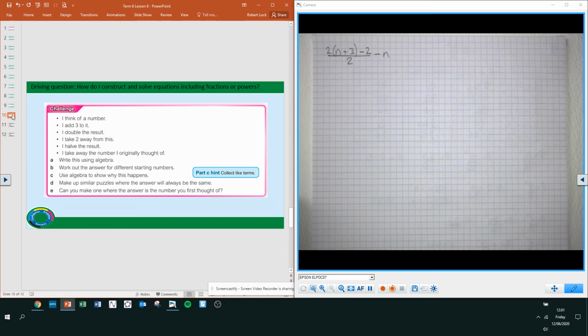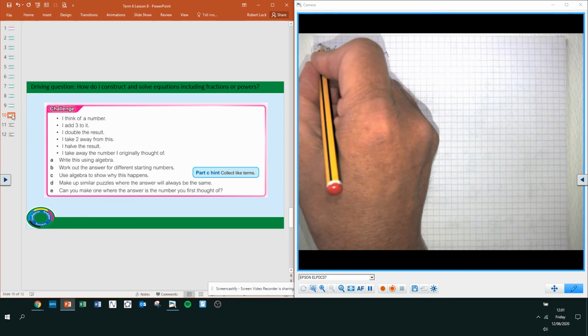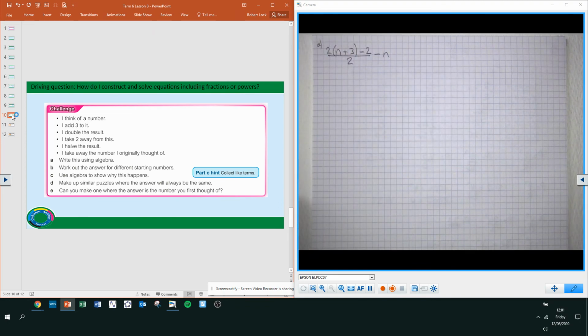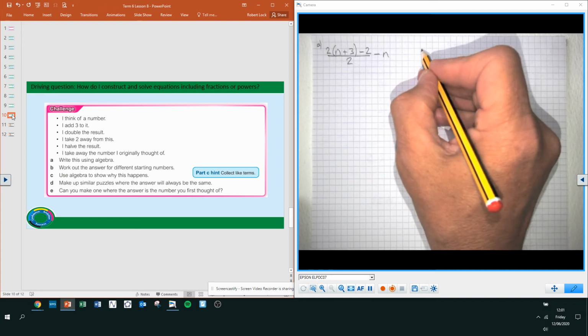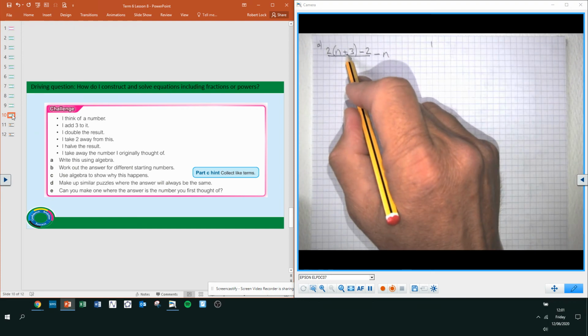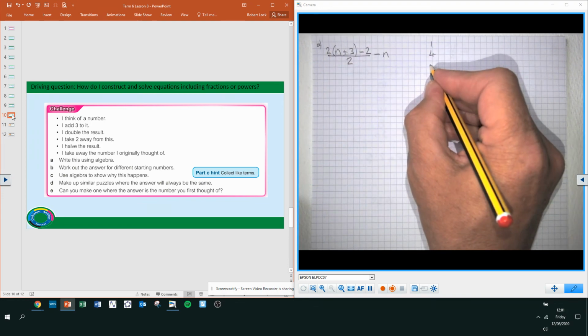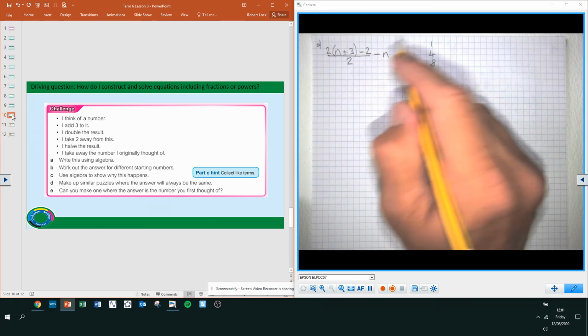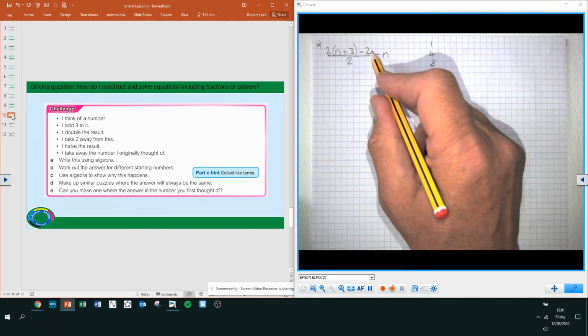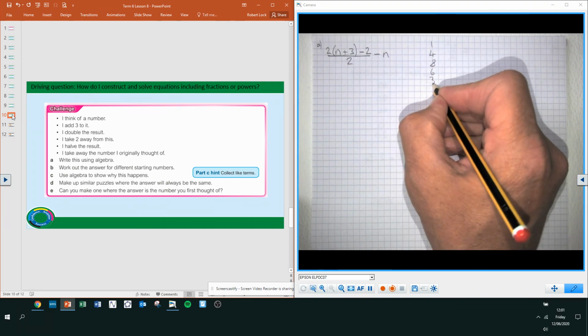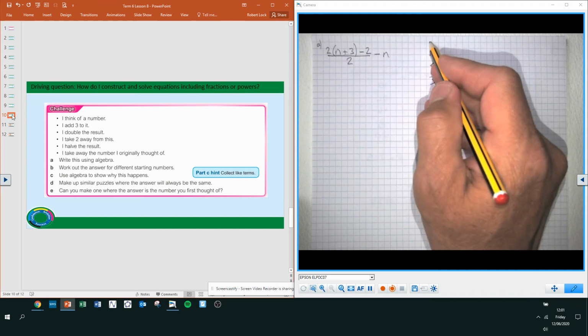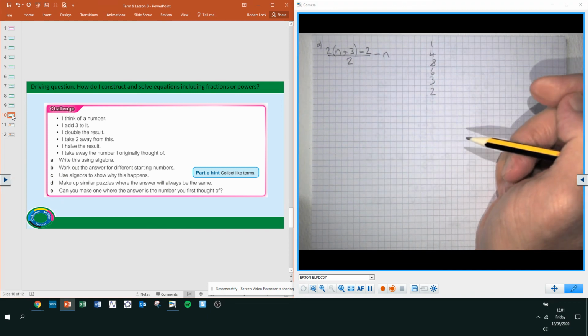That's it. That is A. B. Work out the answer for different starting values or starting numbers. So if 1, plus 3 is 4. 4 times by 2 is 8. 8 take away 2 is 6. 6 divided by 2 is 3. Minus my start number, which is 1. 2.